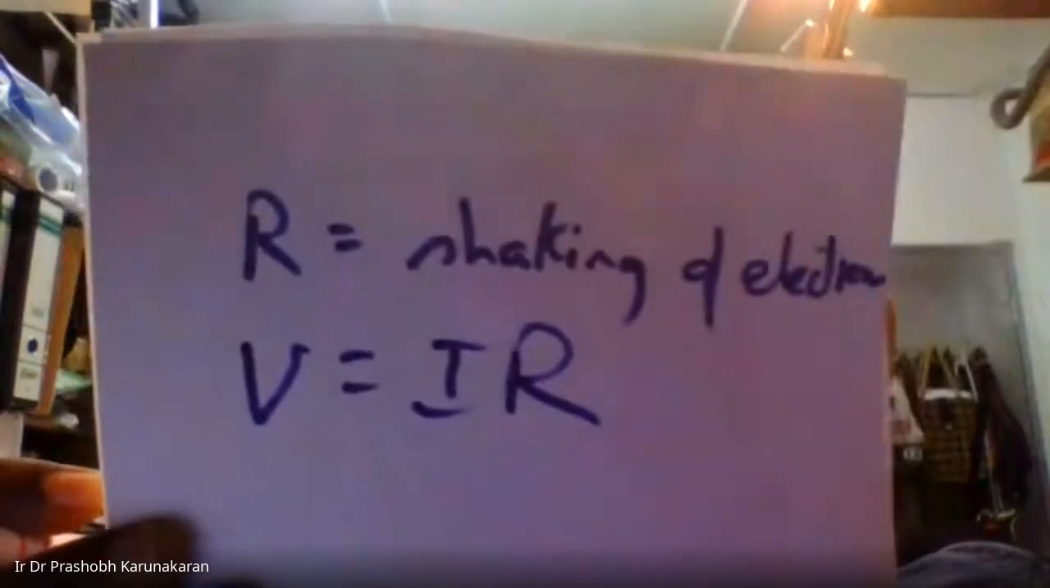So the three main things in electrical is V equal to IR, the main formula. Okay, V equal to IR. Okay, so what is V, I, and R?